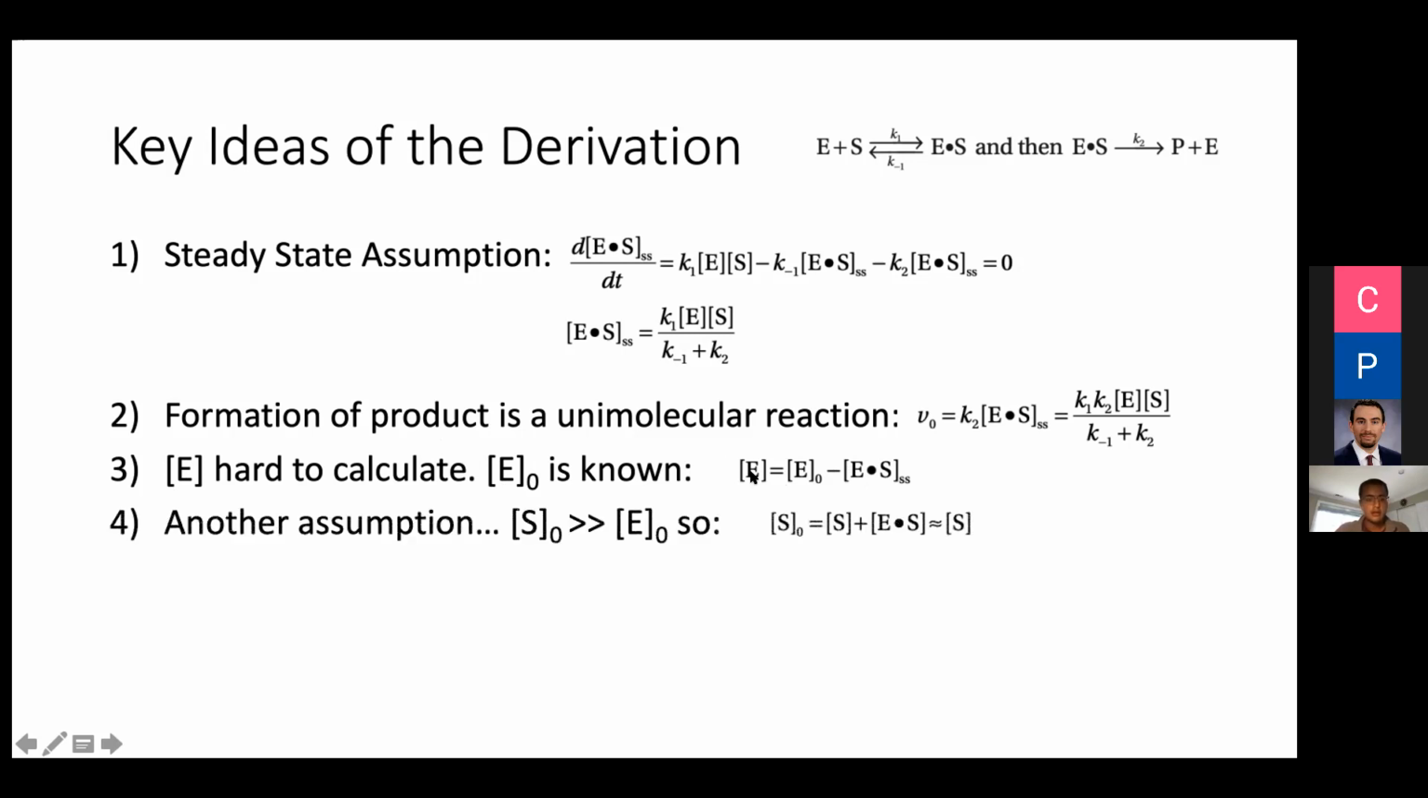And then finally, another assumption is that the substrate is in large excess of the enzyme. And this is pretty reasonable because usually there's much more substrate than enzyme. So it makes sense that there's not much substrate going to be used relative to the entire concentration. So we can say that the initial concentration of the substrate is equal to the final concentration of the substrate. So now we have these two new equations for substrate and enzyme, and we plug them back into this fraction here.